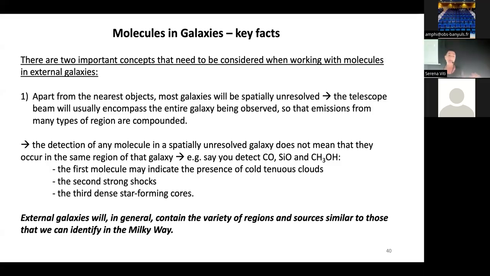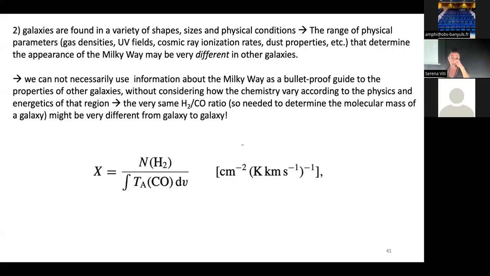And equally, methanol has a high critical density. So you will find it in star-forming regions, but you're not going to find it extended in molecular clouds. So in general, external galaxies will contain a variety of regions and sources similar to the ones in the Milky Way, but all mashed up into your beam, even for the nearest galaxies. So this is very important to consider.